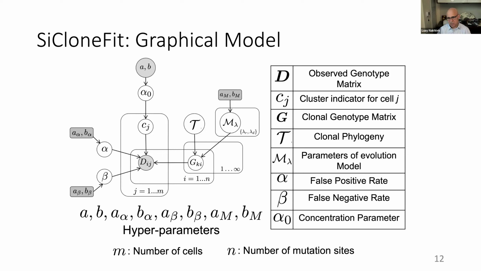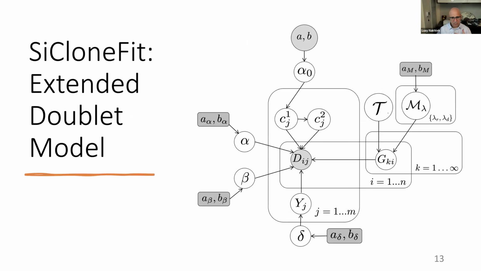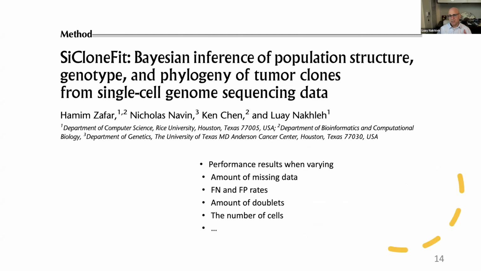So it employs this graphical model, and then we use Markov chain Monte Carlo to do inference under this model. We also account for other artifacts in single cell sequencing, like doublets, where 2 cells can be trapped in the same well, and you end up reading the data from not 1 cell, but 2 cells, for example, at a time. And this was published a couple of years ago in Genome Research.